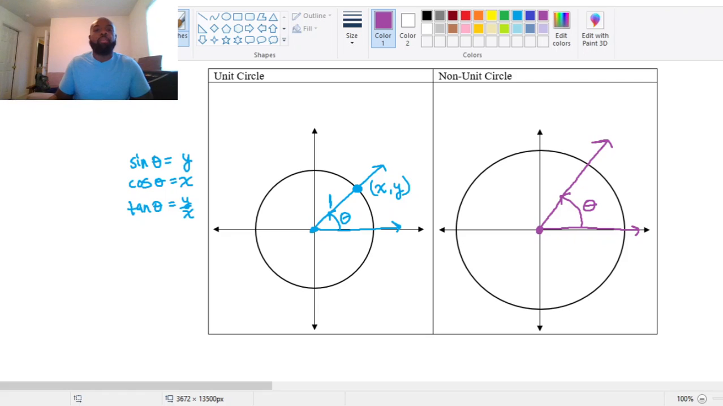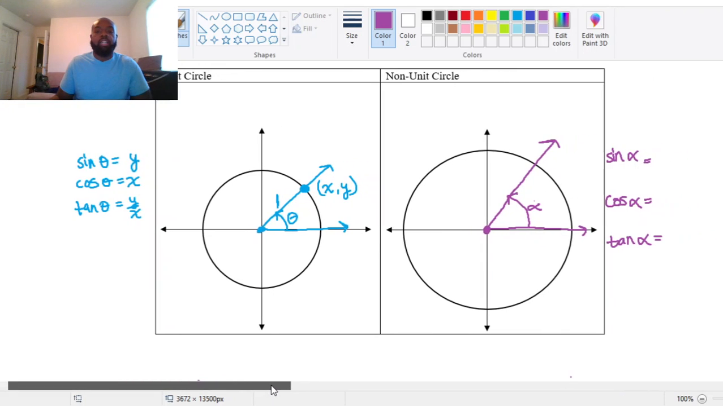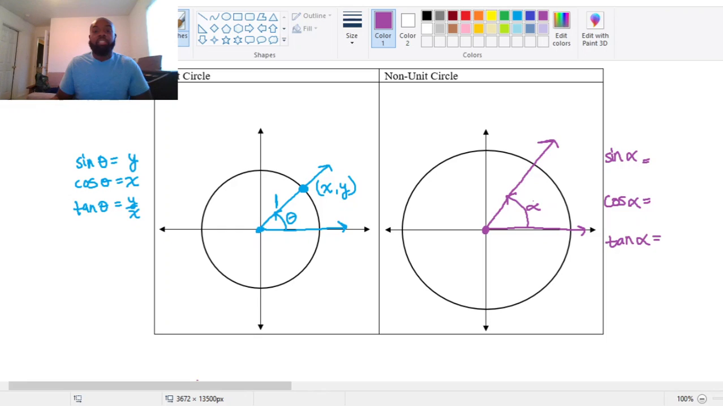If that's my angle, and I'm going to give this angle a different name actually, I'm going to call it alpha here, right? And so if I wanted to find sine of alpha, cosine of alpha, tangent of alpha, we're going to have those same properties that we had with the sine, cosine, and tangent with its reciprocals, cosecant, secant, and cotangent. I'm just not going to write those here. All right. Well, this does intersect this non-unit circle, right? So this distance here is not 1. And it's going to have an x coordinate and a y coordinate as well.